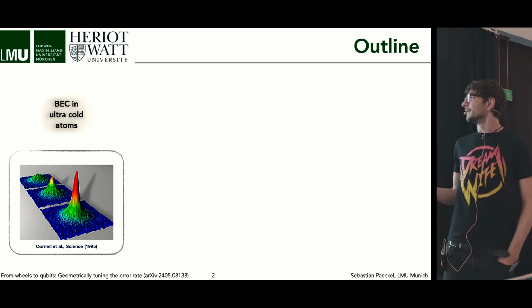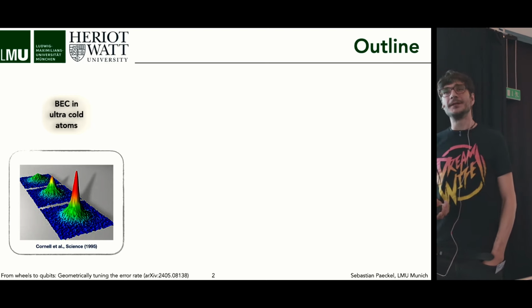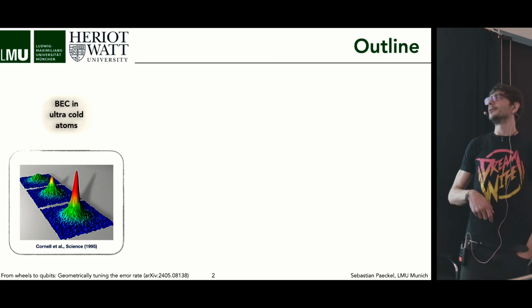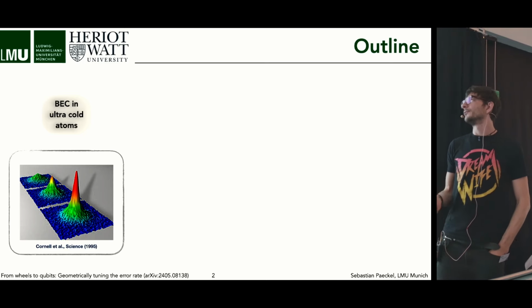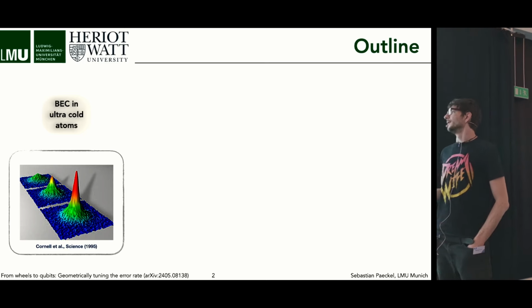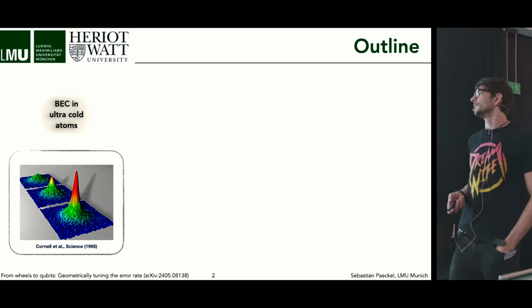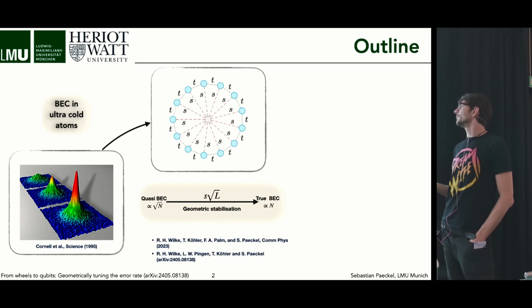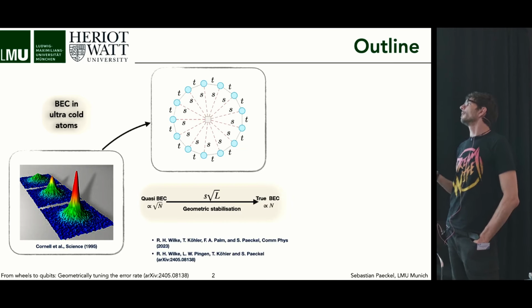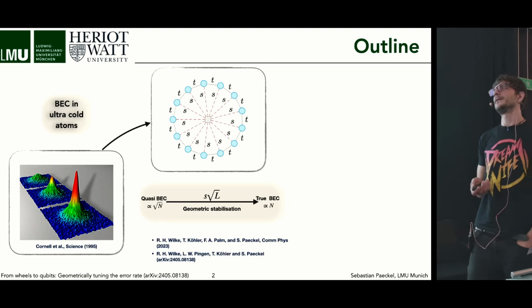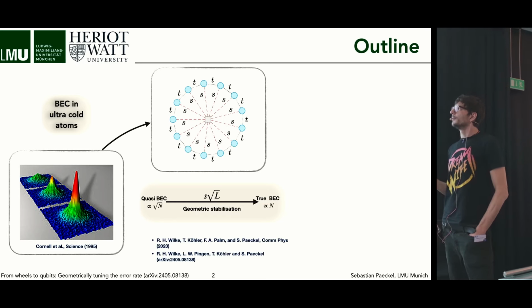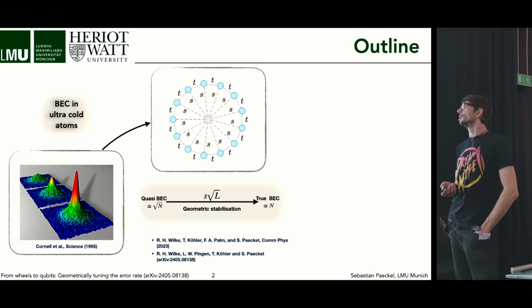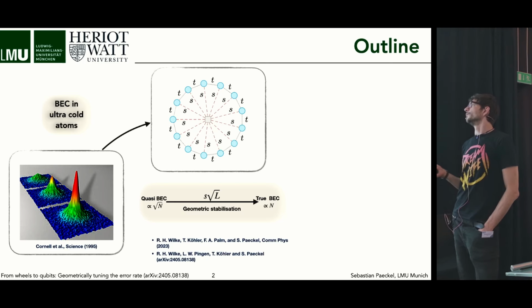And of course, we all know BECs, and it's a fascinating state of matter, and a lot of work has been done trying to understand what the limitations and requirements are to create this exotic state of matter, and especially the question arises, how can we have lattice analogs of this BEC state? And one particular model where such a BEC was known to form is this wheel system.